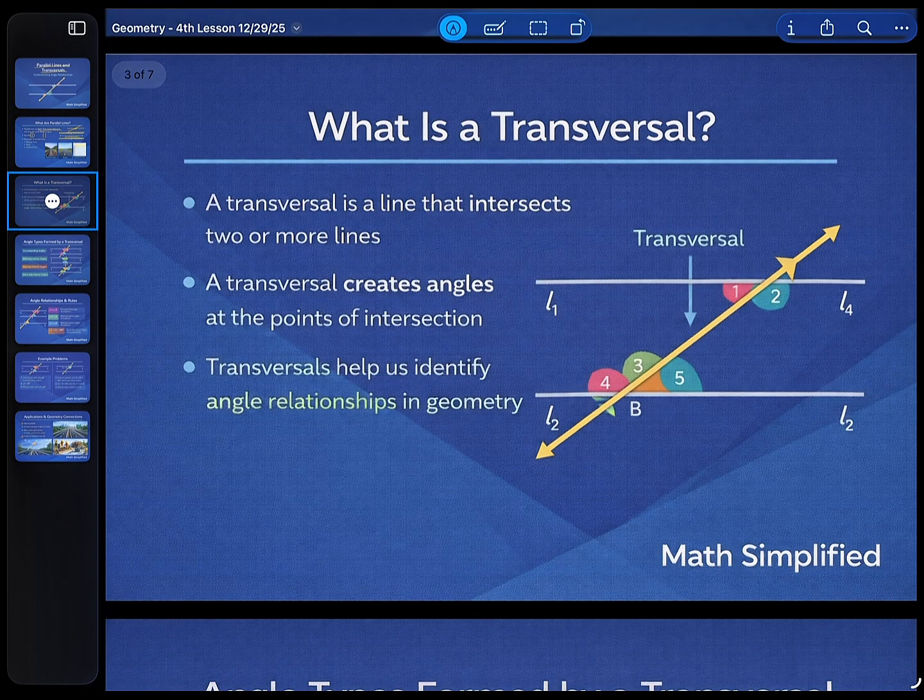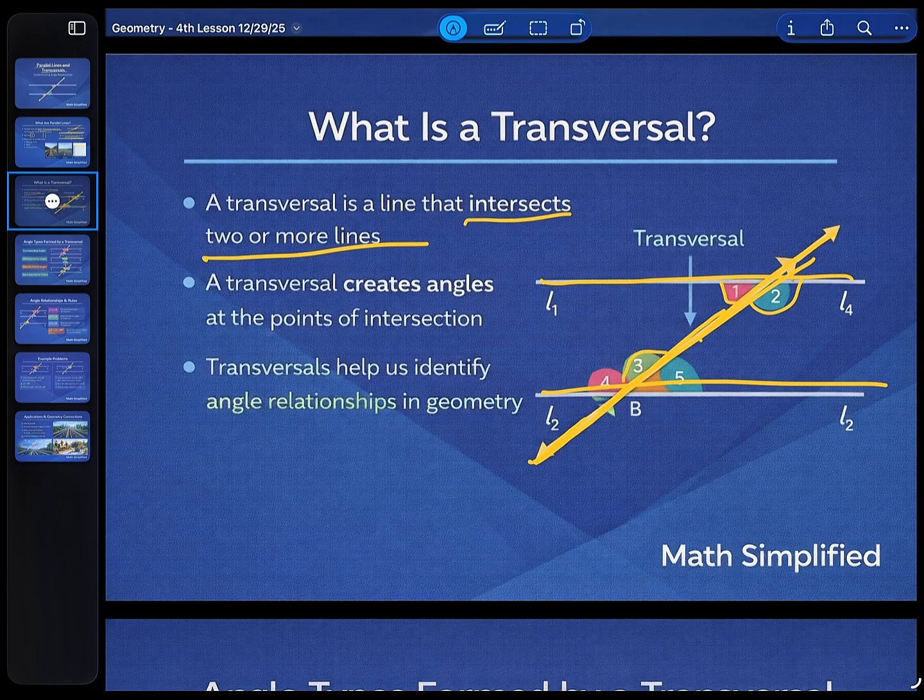Then what is a transversal? A transversal is a line that intersects two or more lines. So here we have two parallel lines, and then out of nowhere, there's this third line that crosses these two lines. That's a transversal. And the transversal creates a bunch of different angles that we gotta know and apply. So a lot of important angles.